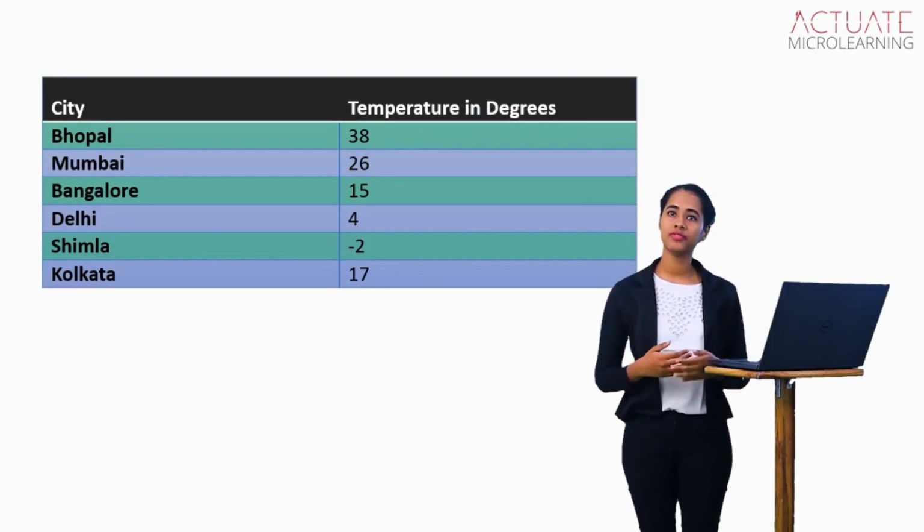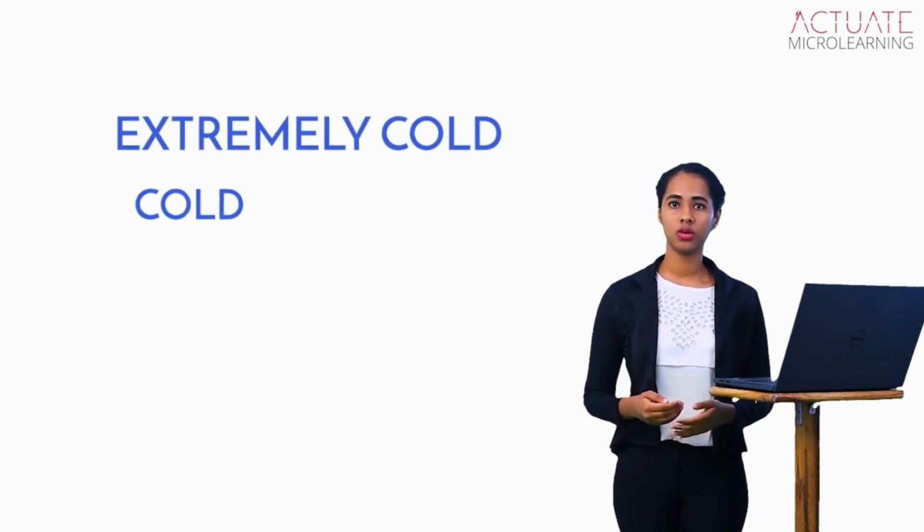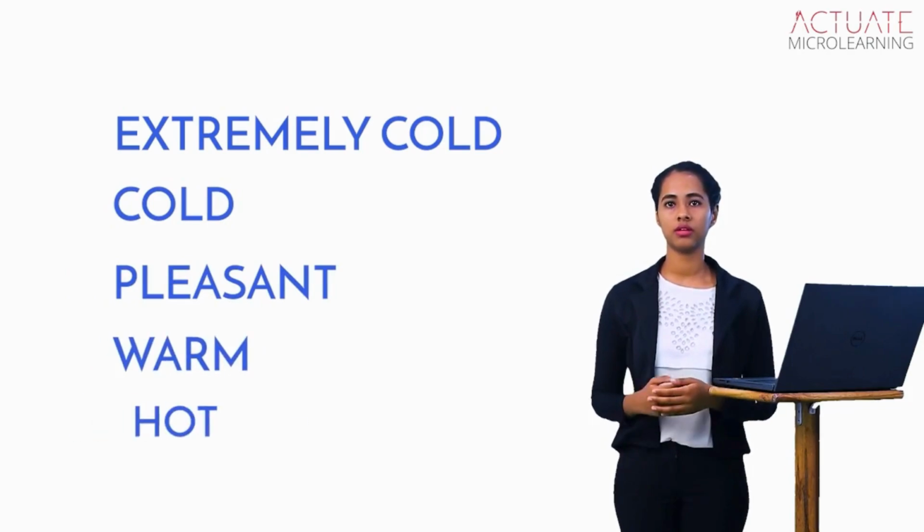Let's consider an example where you have data in a tabular form. This data is the average temperature in a few cities. You have to classify them into 5 categories, which are extremely cold, cold, pleasant, warm, and hot.